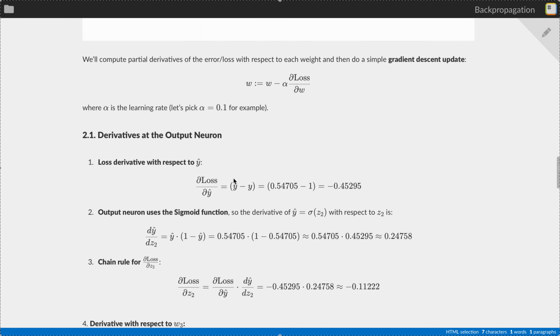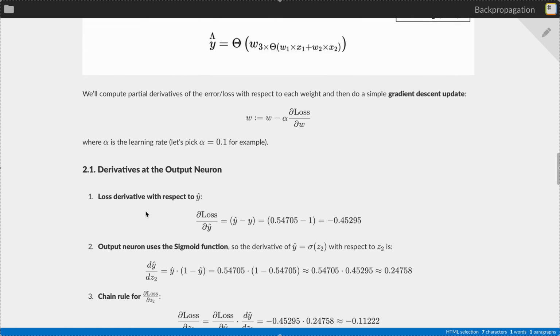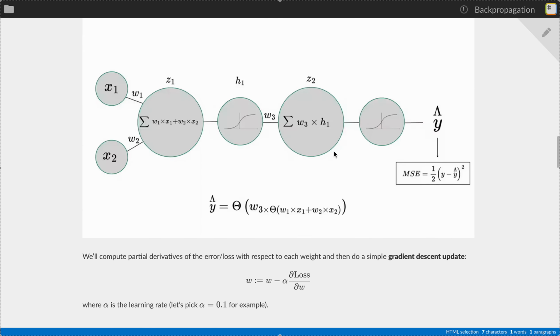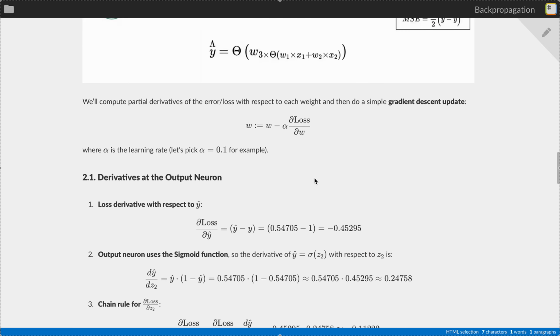Remember, in the previous video, we found the gradient, the partial derivative of the loss with respect to y hat, and it was equal to negative 0.45295. Now, what we're curious to see is how the output of the sigmoid changes if the input, which is z2, changes a little, okay?